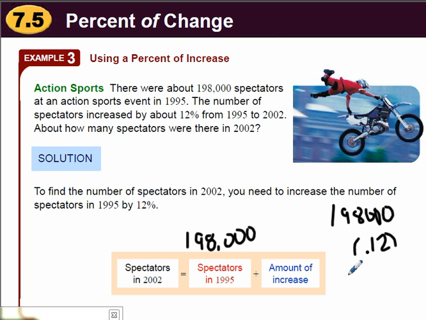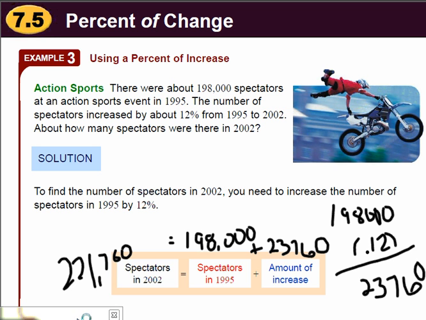Okay, so we end up getting 2,300... hey, that almost looks like a 3 this time... 76. So this number is going to be added because we're looking at an increase to the 198,000. So how many spectators do we in fact have? Okay, so ladies and gentlemen, I noticed one quick little thing. When I multiplied, I forgot to write the last zero, so it's actually 23,760 is 12% of 198,000.